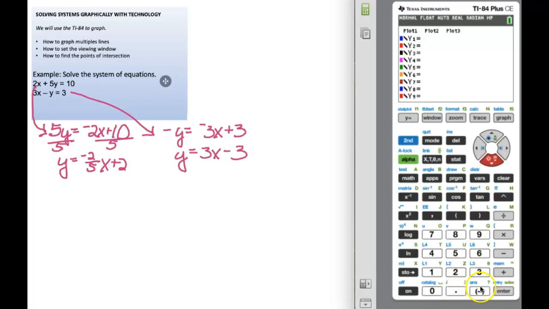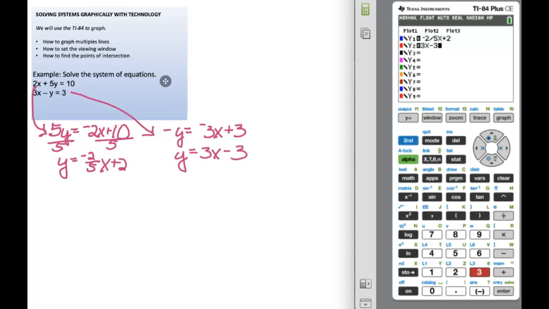So the first one was a negative 2/5 x, and this is our x key right here, x plus 2. And our second equation is 3x minus 3. Now be careful, that's minus, this is a negative sign here. Okay, so we've got our two equations typed in, and we want to see what this looks like.